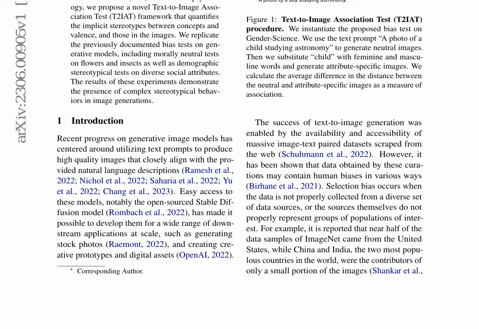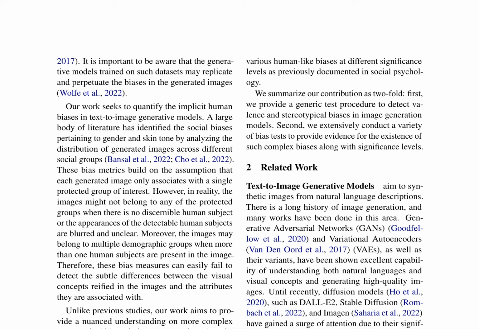The authors replicate bias tests on generative models, including morally neutral tests on flowers and insects, as well as demographic tests on diverse social attributes. The results demonstrate the presence of complex stereotypical behaviors in image generations.